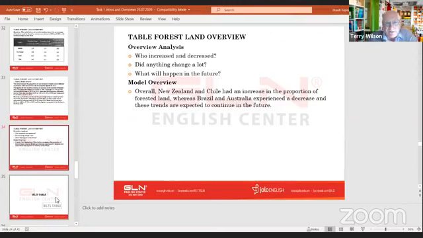So when we look at the overall overview, overall New Zealand and Chile have an increase in the proportion of forested land, whereas Brazil and Australia experienced a decrease. And these trends are expected to continue in the future. So, nothing too complex about the overview, but it does highlight the main trends.